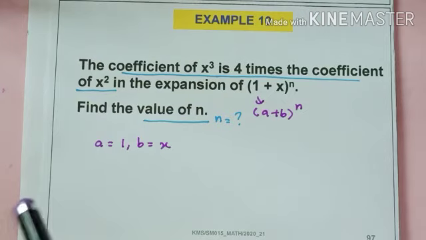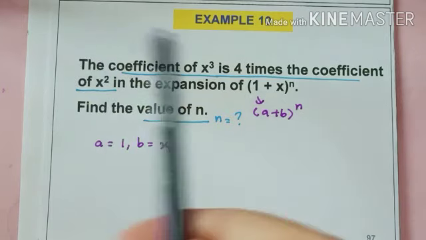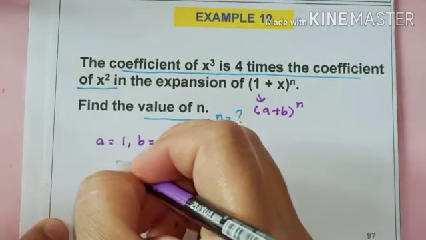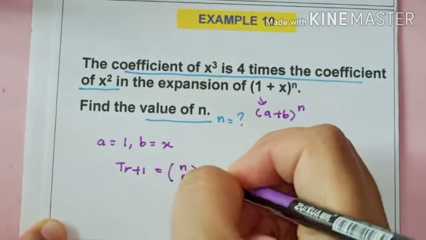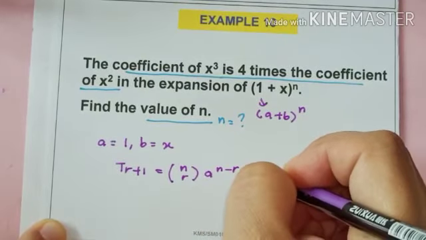Since we have the word coefficient, it means we have to use this formula. T r plus 1 is equal to n C r, a power of n minus r, b power of r.